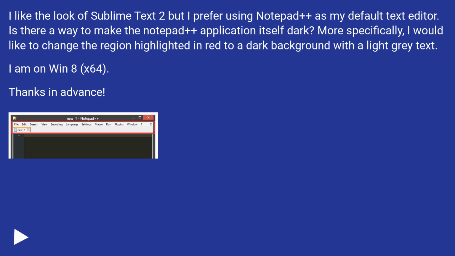More specifically, I would like to change the region highlighted in red to a dark background with a light gray text. I am on Win 8, x64. Thanks in advance.